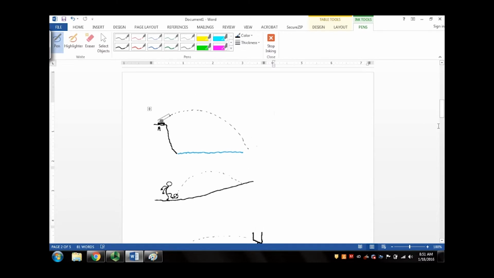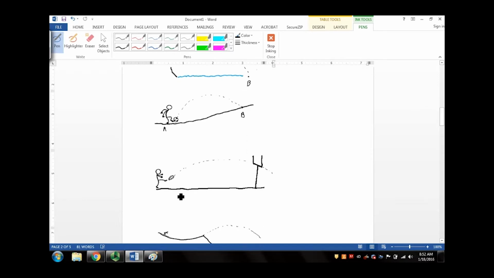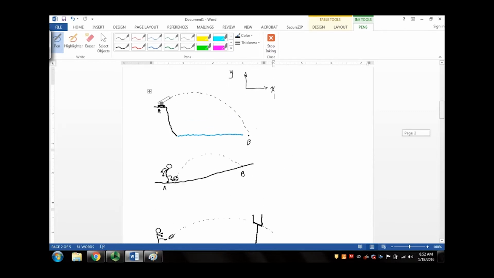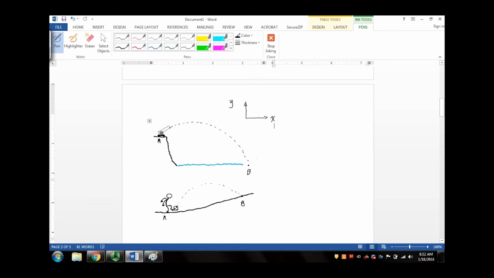Before we start analyzing these 4 problems, we need to specify a coordinate system where x is defined to be positive to the right and y is defined to be positive upwards. We'll identify each starting point as A and each ending point as B. So that will be A, that'll be B, and this will be A, and that'll be B. So all these problems are more or less the same.